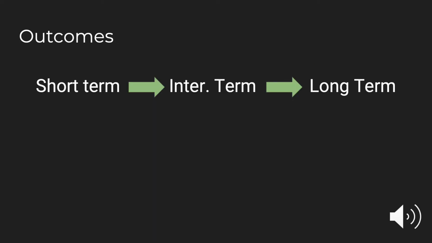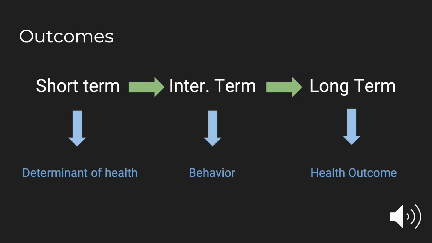The outcome should reflect a chain reaction of sorts that occurs as a result of the respective activity. So here's one way to create outcome statements that follow this idea of the chain reaction approach. Short-term outcome statements may reflect changes in determinants of health, like knowledge or attitudes. Intermediate-term statements may reflect changes in behavior, and long-term statements may reflect changes in health outcomes, like obesity rates or blood pressure. It's important to note that outcome statements don't always follow this rule.